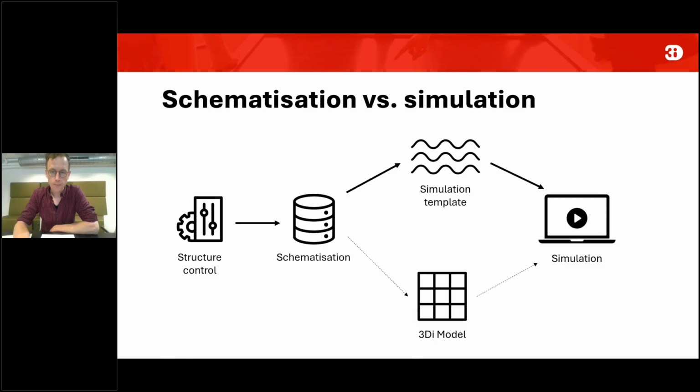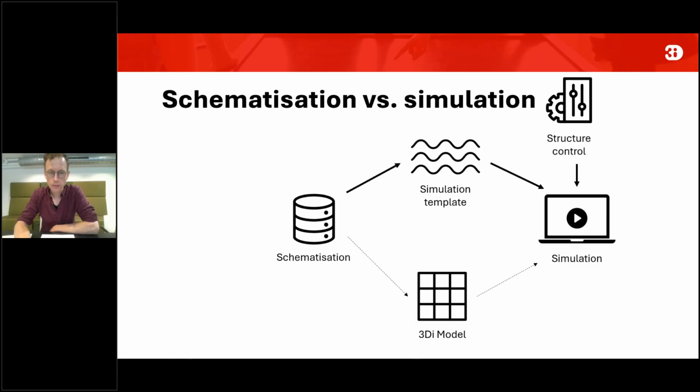The second way is to define the structure control after the 3D model and the simulation template have been made. So you don't need to specify it already in the schematization, or you can override what you have done in the schematization. And instead, when the simulation has been made, you add the structure control and then you start running it. I will also demonstrate both of these methods.